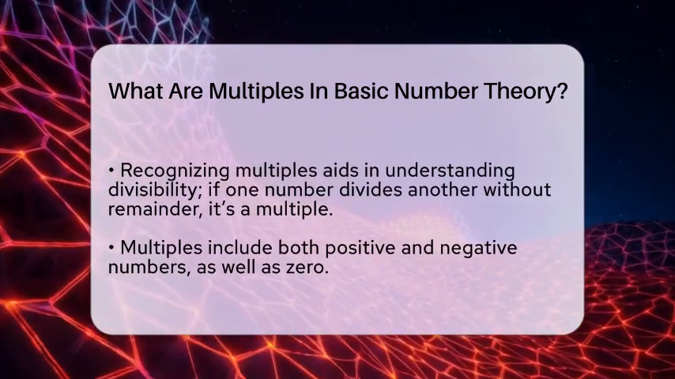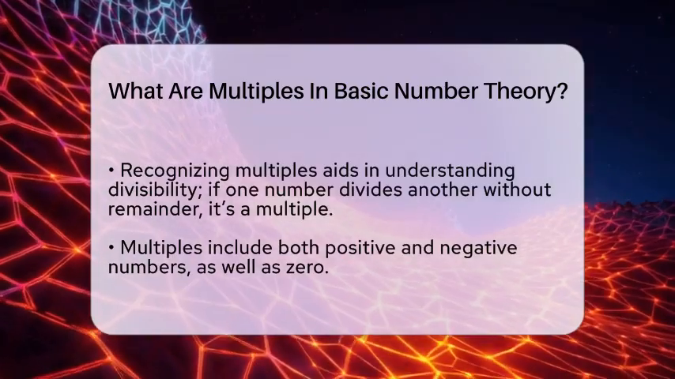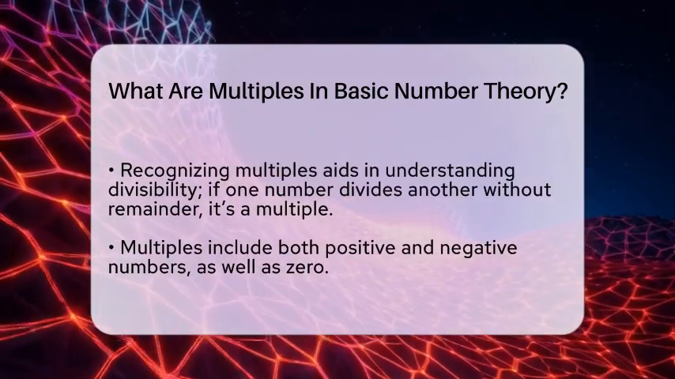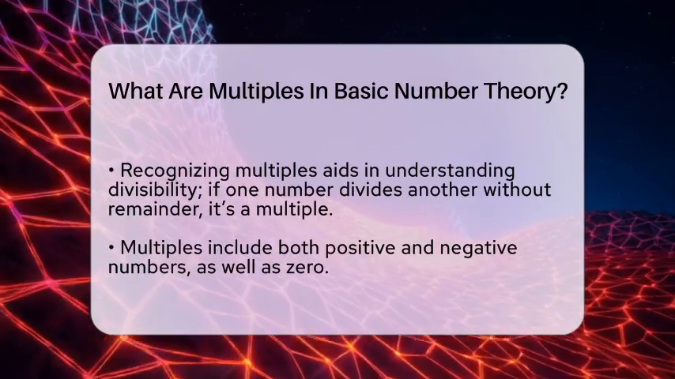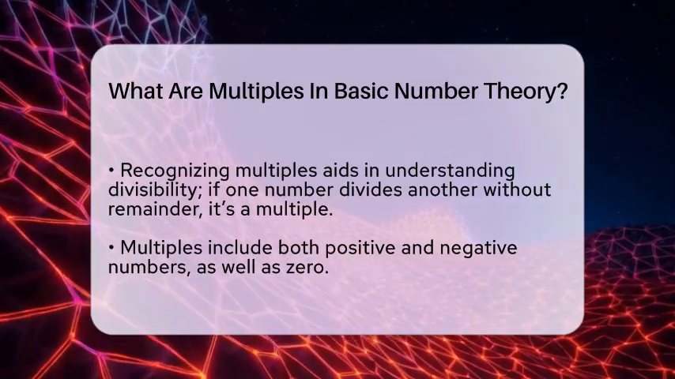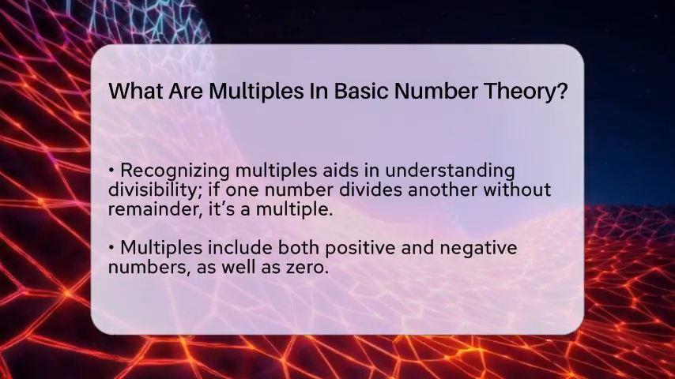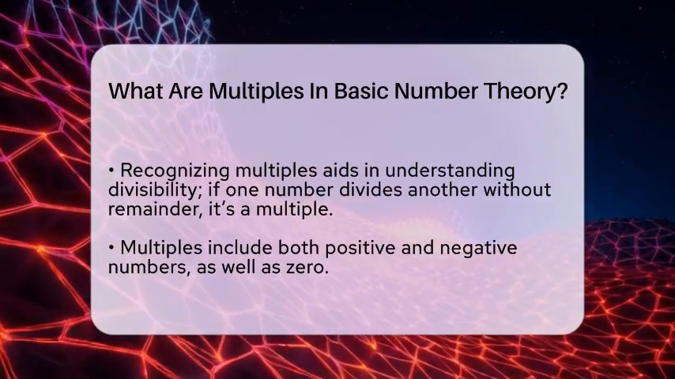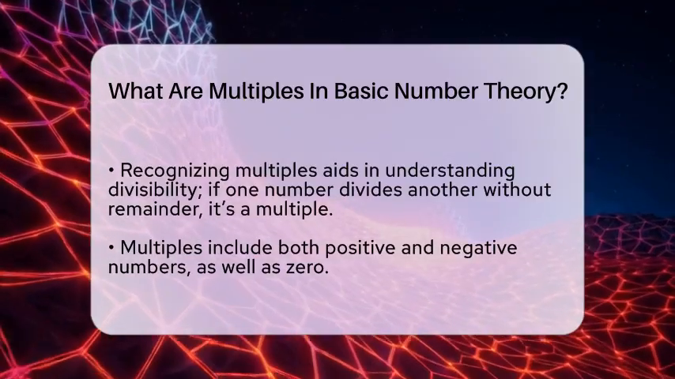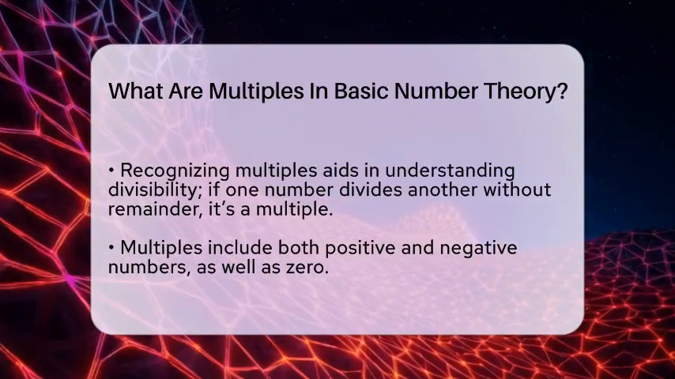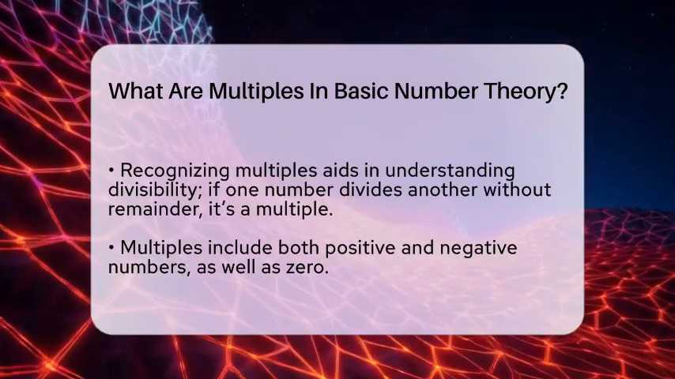Multiples are not just positive numbers. They include negative numbers too. So, multiples of 4 are 4, 8, 12, but also negative 4, negative 8, negative 12, and so on. 0 is also a multiple of every number because any number multiplied by 0 equals 0. This makes the concept of multiples even more complete and useful in many areas of math.